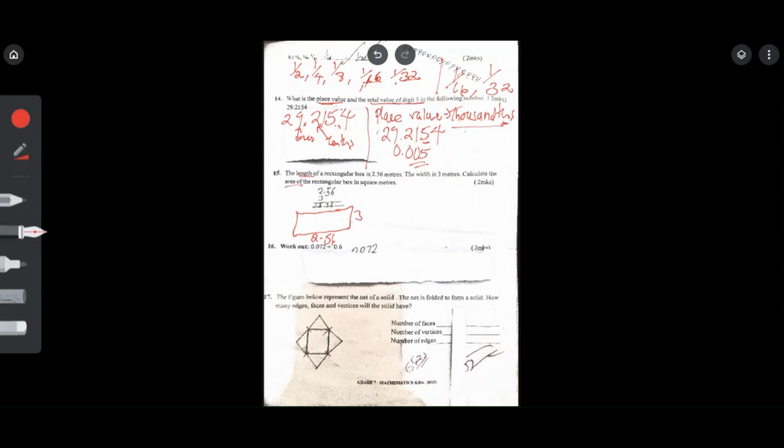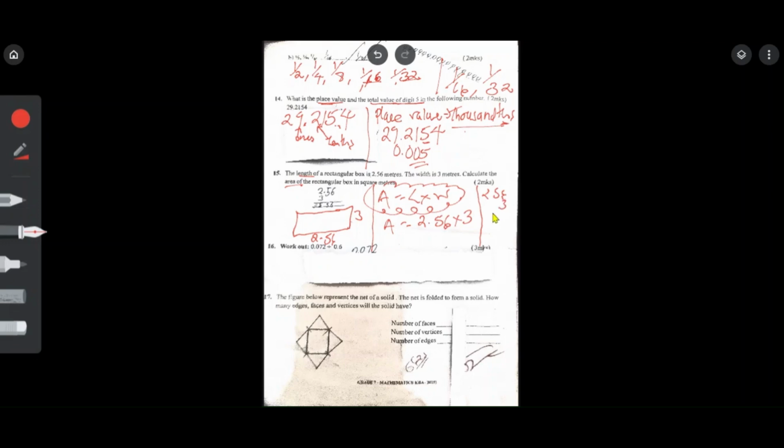Calculate the area. So I need to ask myself, how do you get the area of a rectangle? The formula is length multiplied by width. That is the formula for getting the area of a rectangle. So I take the length, which is 2.56. I multiply by 3. Right. Here you have a total number of decimal places. They are 2.